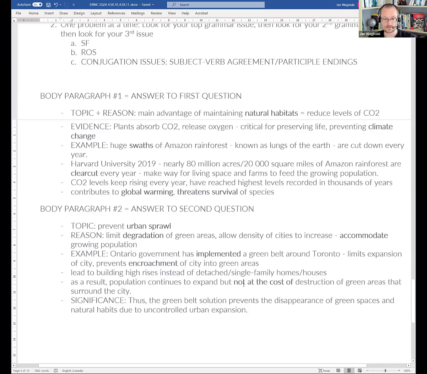Population continues to expand, but not at the cost of certain areas around the city. Good, okay.